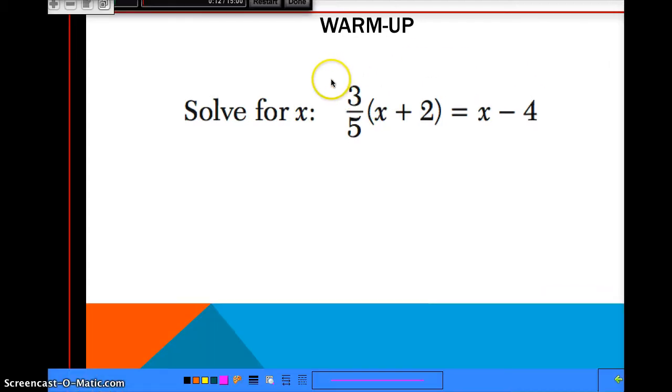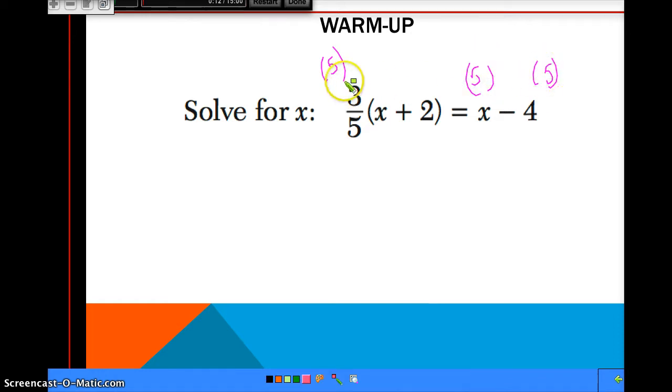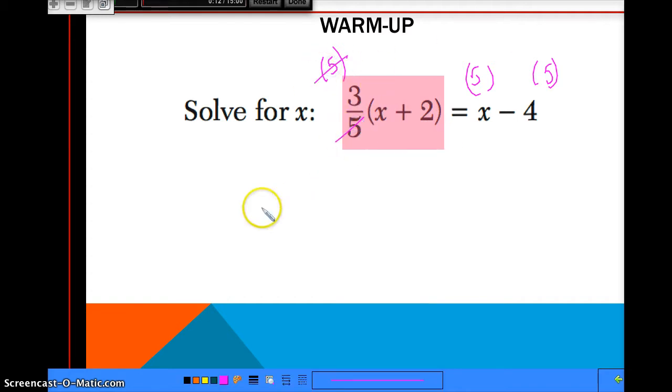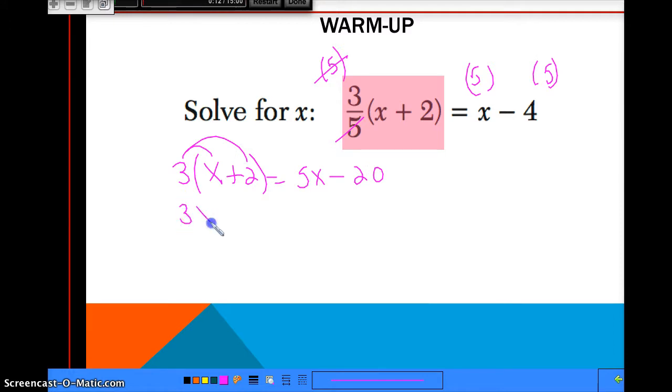You guys have a choice. You can either do the distributive property and multiply the 3/5 through, or I would get rid of the 5 in the denominator by multiplying everything through by the LCD. If you do it that way, you have to multiply all terms, but understand that this term right here is one term. So these 5s are going to cancel, and you're going to end up with 3 times x plus 2 is equal to 5 times x is 5x, and 5 times -4 is -20. Now doing the distributive property without a fraction will make life easier.